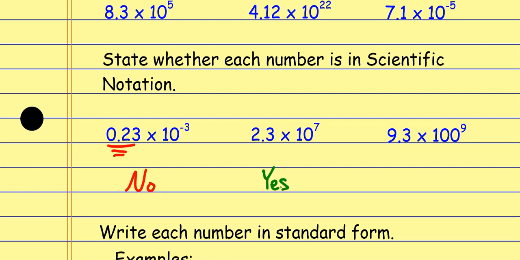All right. And then if I look at this third one, it says 9.3. Well, that's good. That's between the 1 and the 10. So that is perfectly acceptable for the 9.3. But then it says times 100 to the 9th power. And remember, in scientific notation, it has to be times 10 raised to a power. It's powers of 10 that we use to express this. So this one is not in scientific notation.